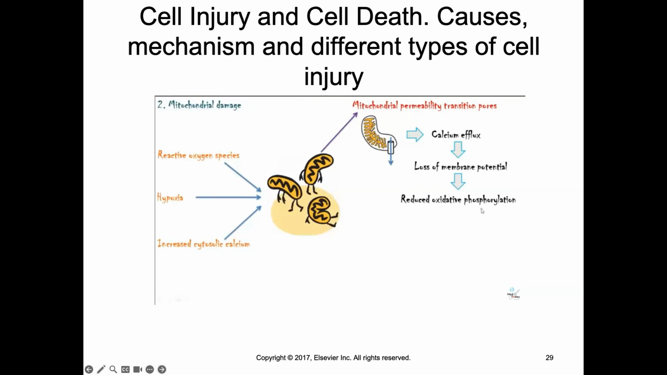The other one is release of apoptotic proteins and enzymes, such as cytochrome C and caspases. These proteins and enzymes damage cellular components and trigger cell death by apoptosis.